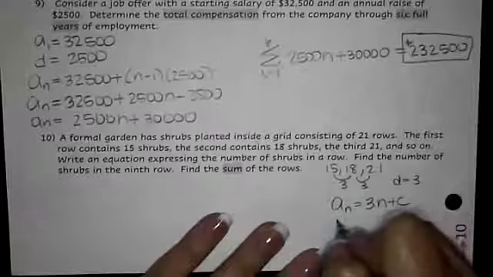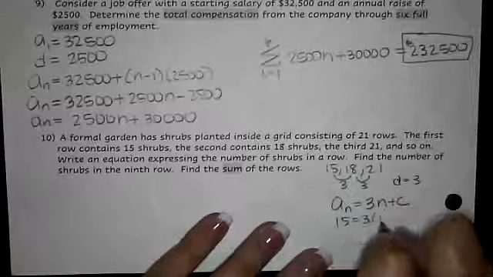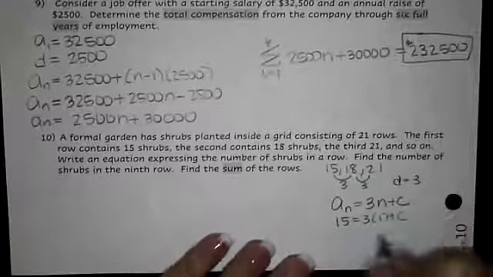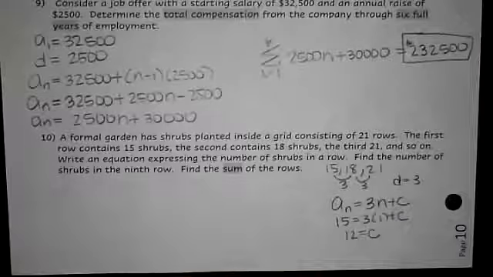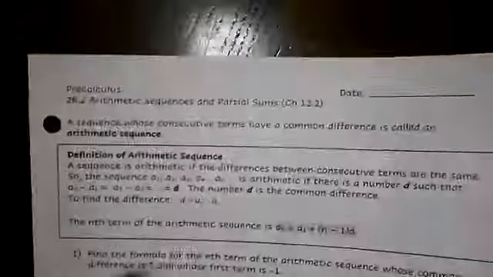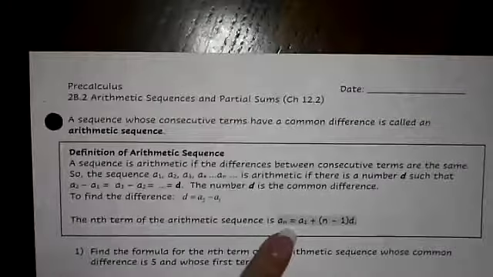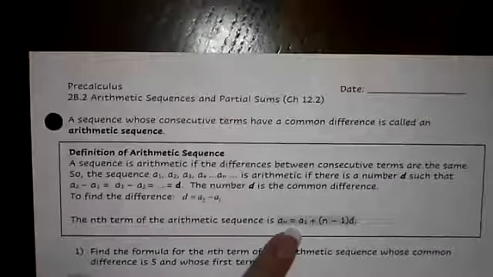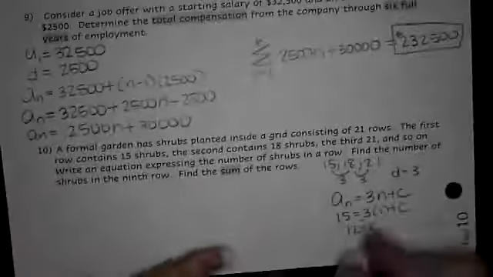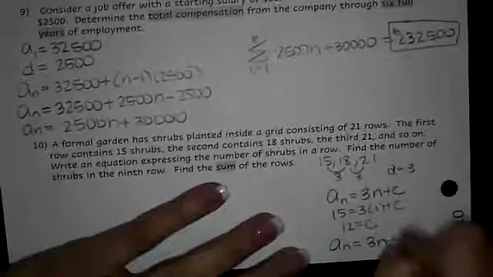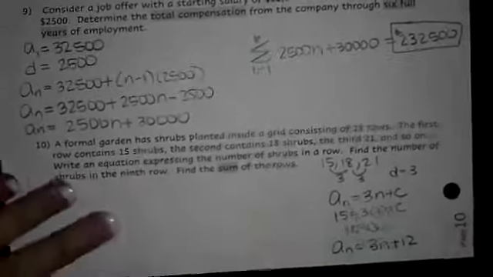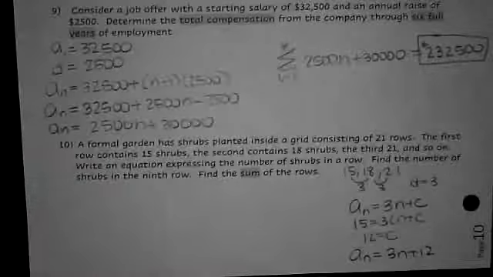And so 15 is my first one, so I would plug in a 1 for the n there. I subtract 3 and I get 12 is equal to c. And you can use either one of the formulas. We will be providing this formula on the test, so keep that in mind. You can use this formula each time and then simplify it. All right, so our equation here is 3n plus 12.